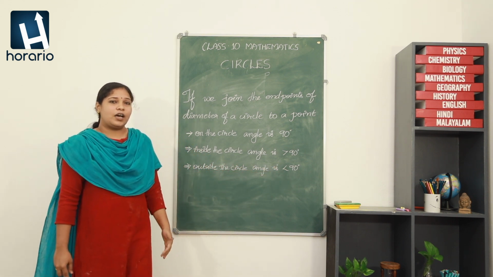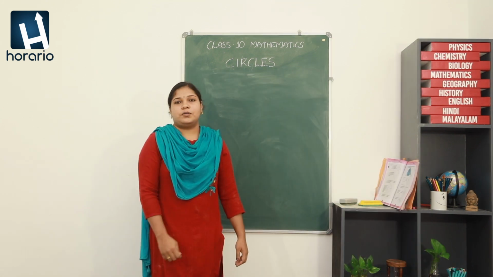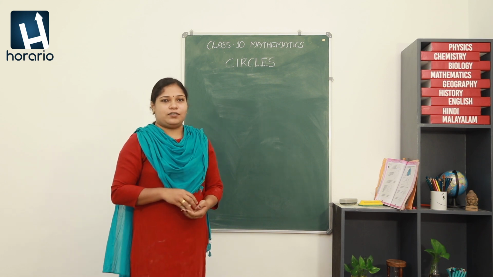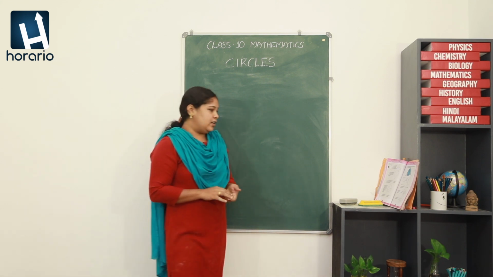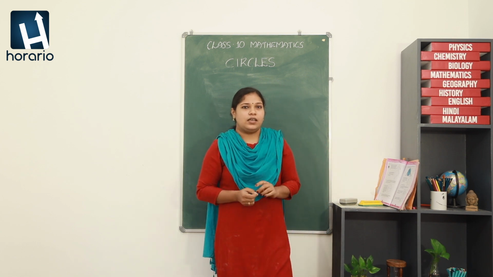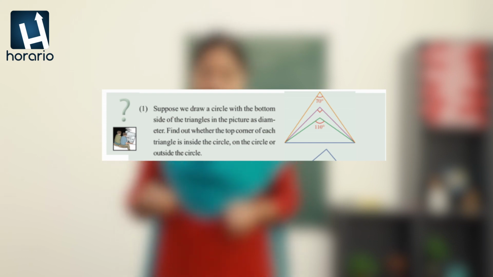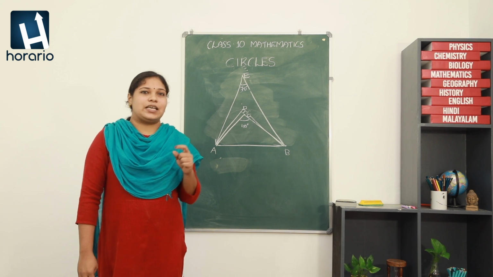Now, let us discuss a few problems related to this section. Let us do a few problems based on this concept. So, first question. You have your textbook with you, page number 40, first question. The question is: suppose we draw a circle with the bottom side of the triangle in the picture as diameter. Find out whether the top corner of each triangle is inside the circle, on the circle, or outside the circle. We have seen that the angle in a semicircle is a right angle.